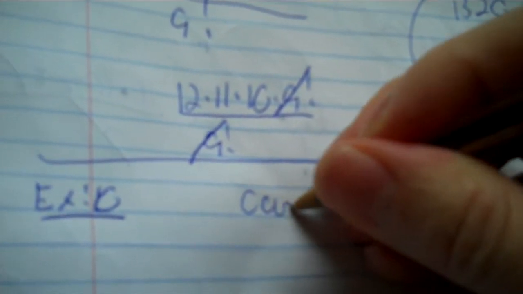Okay, example 10. A quiz bowl team must have a freshman, a sophomore, a junior, and a senior. There are 61 freshmen, 50 sophomores, 60 juniors, 45 seniors in a school. How many teams can be created? So we want to know how many teams. That's the counting principle.